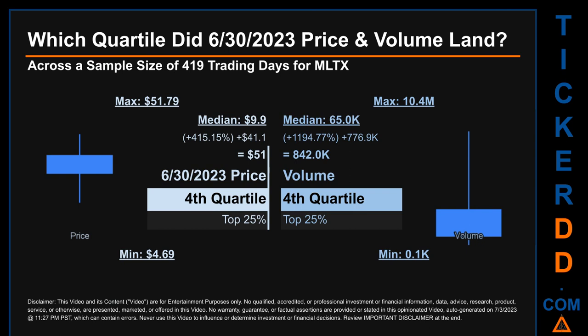The day's volume landed within the fourth quartile, marking it within the top 25% of all sampled daily volume, which saw a max daily volume of 10.4 million and a minimum of 0.1 thousand. Quartiles tell us about the spread of a data set by breaking that data set into quarters, just like how the median breaks the set into half.